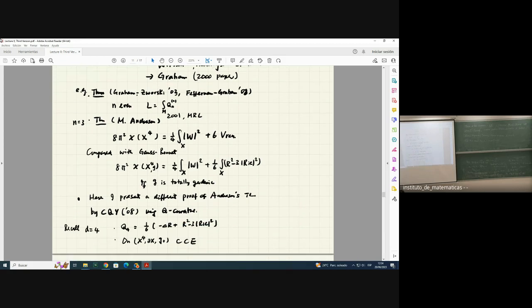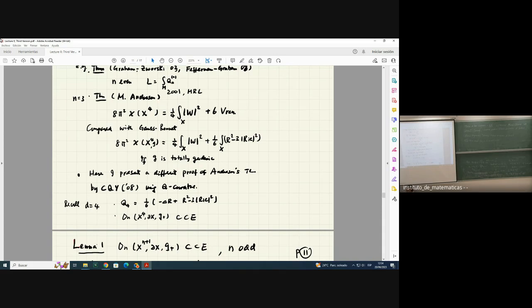I want to mention a result of Anderson. The Anderson result says that in this CCE setting, 4 pi squared times the Euler characteristic of X4 is equal to 1/4 of the L2 norm of the Weyl curvature, plus 6 times the renormalized volume term. So here's the theorem of Anderson: 4 pi squared Euler characteristic of X4 in this compact setting is equal to 1/4 of the Weyl squared plus 6 times the renormalized volume.